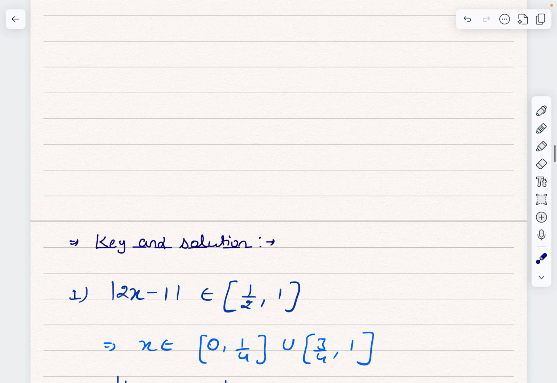The first problem answer is closed 0 to closed 1 by 4 union closed 3 by 4 to 1. Okay, I hope all of you would have got this.